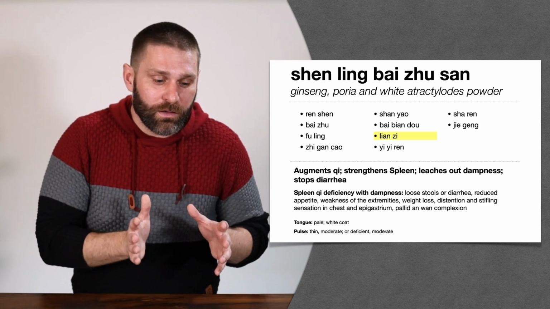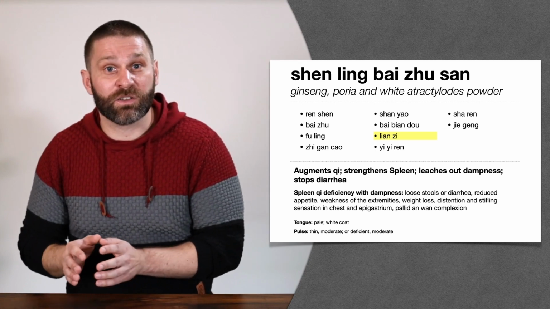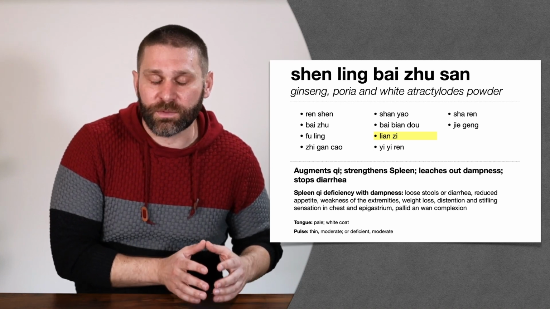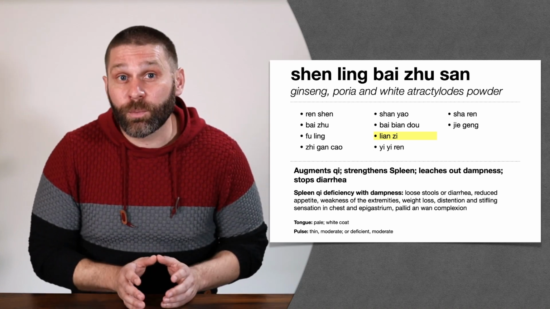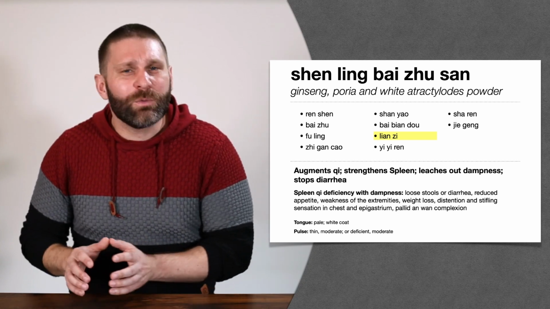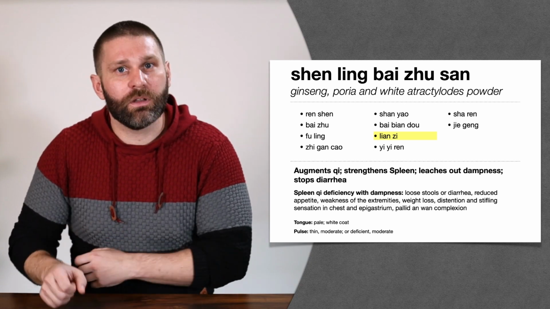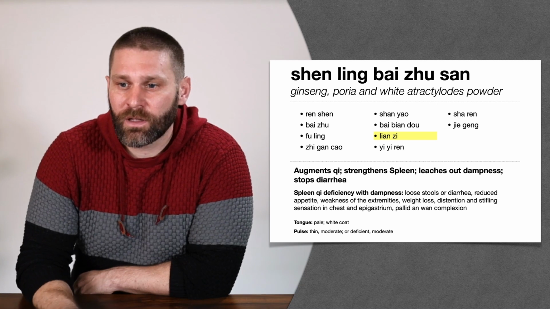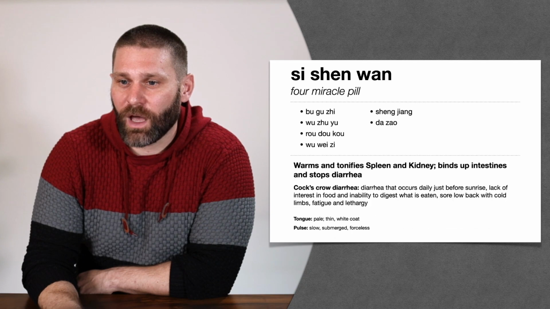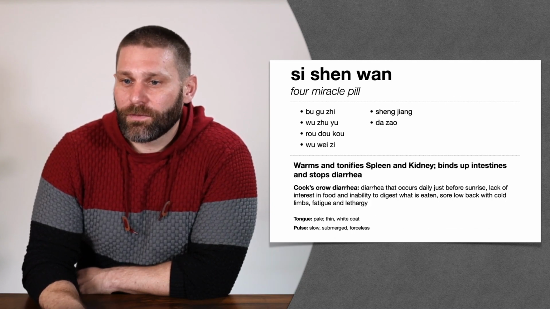So here, our root cause is spleen qi deficiency. The spleen qi deficiency is causing dampness, and the dampness is causing diarrhea. So we have a large group of herbs that are treating the root cause, the spleen qi deficiency. We have another group of herbs that are treating the primary branch, which is dampness. And then we add in some lianzi to treat the secondary branch of diarrhea. So here lianzi is being used to treat the branch symptom of diarrhea. That's Shenling Baizhu-san. Again, with diarrhea, we have Sishenwan, four miracle pill.